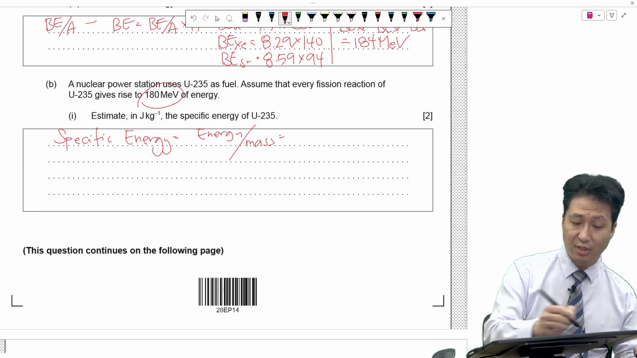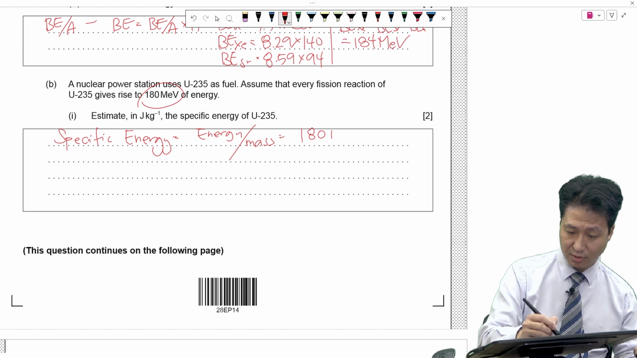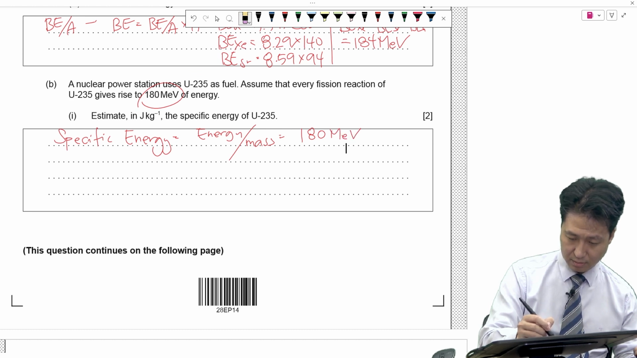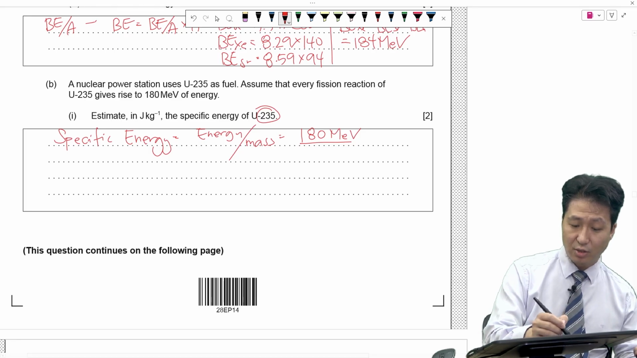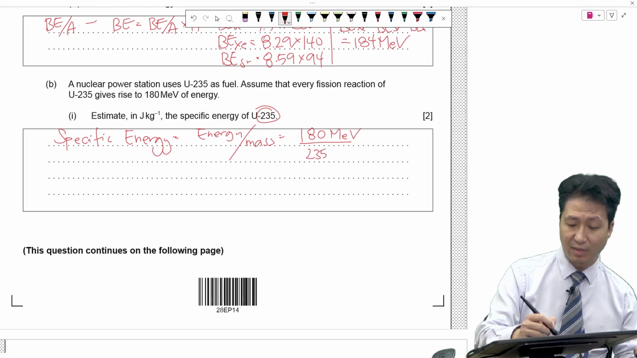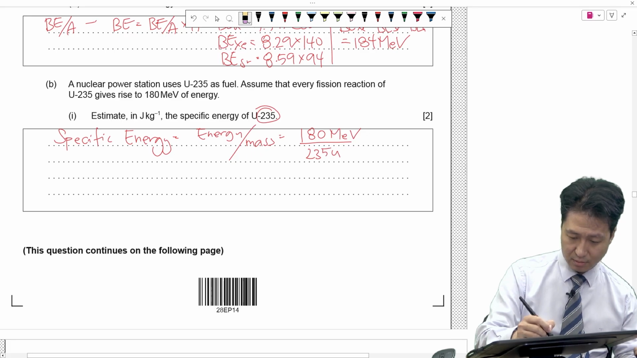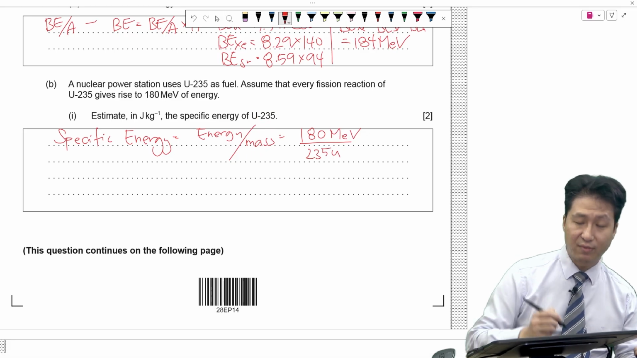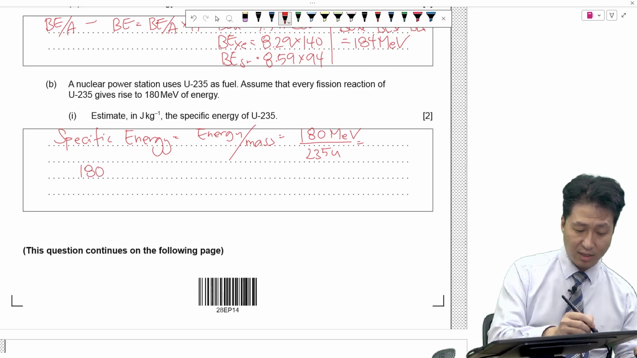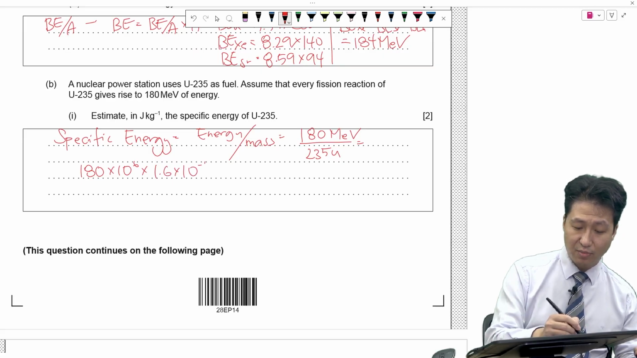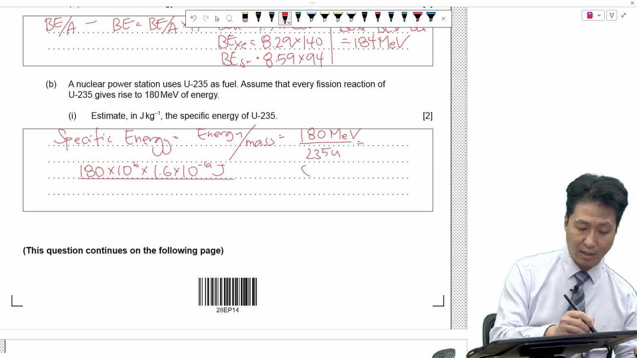And we have the amount of energy that is released, 180 mega electron volts. And the amount of mass is approximately 235 atomic mass units, u. All we have to do now is change the units. 180 mega electron volts would be 180 times 10 to the power 6 for the mega. Electron volts are 1.6 times 10 to the negative 19 joules.